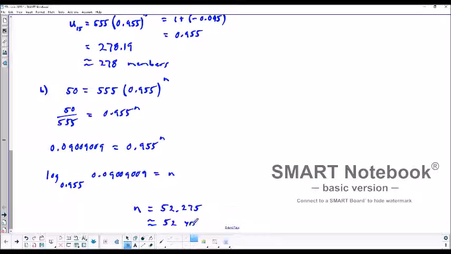It's obviously going to be a little bit more than that, because to get down to 50 members, it has to go past 52 years, but it'll probably be in the 53rd year. So it's around 52 years kind of thing. So that is how we find out this exponent, how many years it'll take that initial population of 555 erraticae to dwindle down to 50. All right, let's move on to the next page.